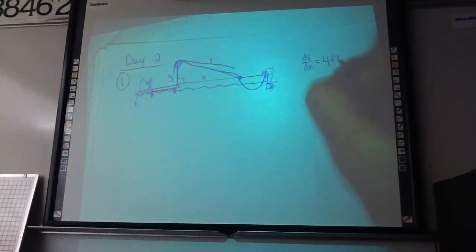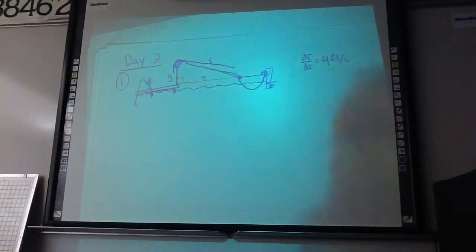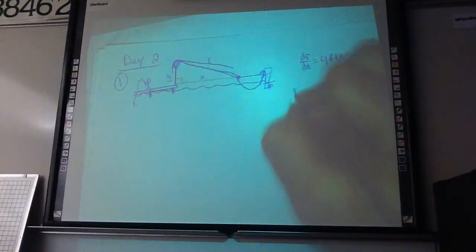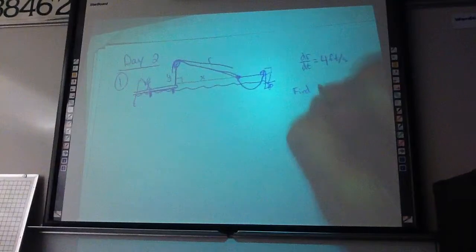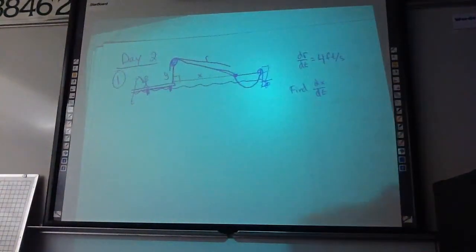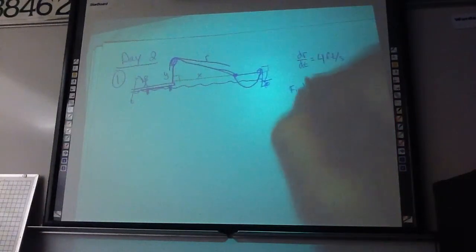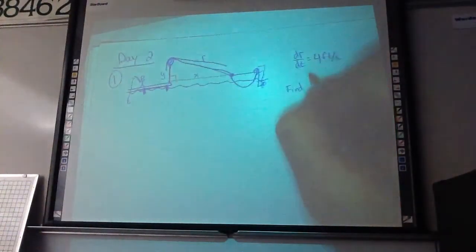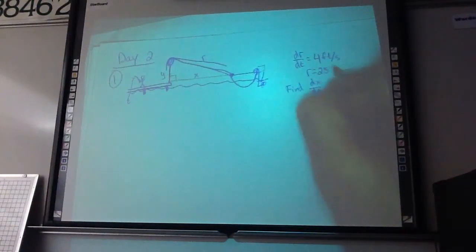How fast is the boat approaching? So we're finding dx/dt. That would tell us how fast the boat is getting closer when 25 feet of rope is out. So R equals 25, whatever letter you use.